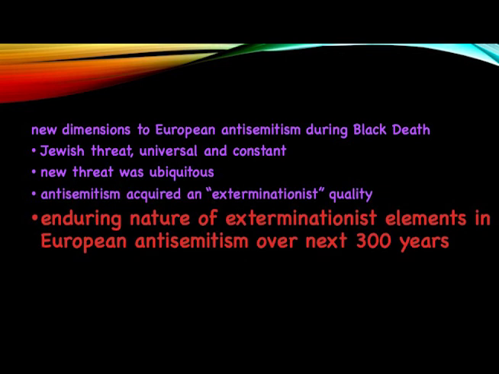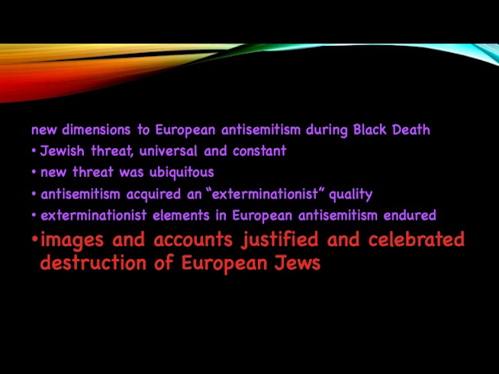The recurrence of the plague over the next 300 years ensured that exterminationist elements in European anti-Semitism endured long after the pandemic of the 14th century disappeared. Images in churches and other public buildings, illustrated manuscripts, and oral accounts all justified and celebrated the destruction of European Jews, and served as constant reminders of both the old and new threats that Judaism posed to Catholics in the European mind. They became a constant call to arms against the Jews and drew on both the most recent and older forms of anti-Semitism. Even into the 17th century, violence against Jews could flare up any time the plague returned.